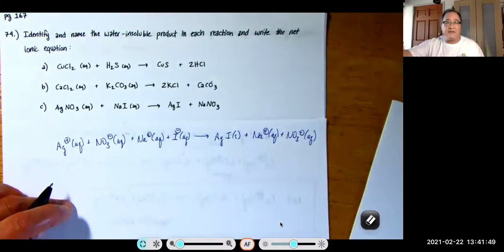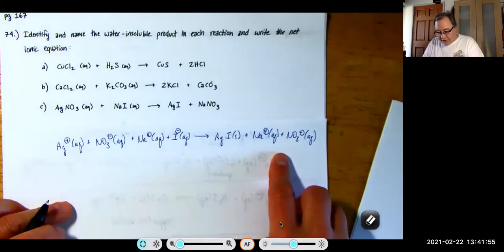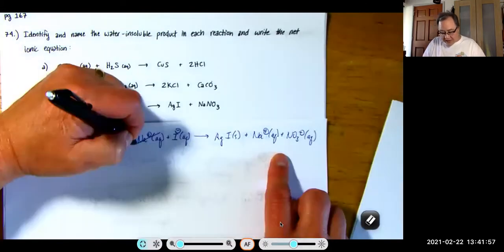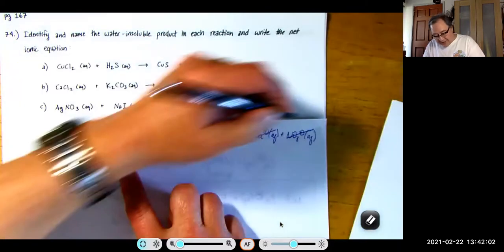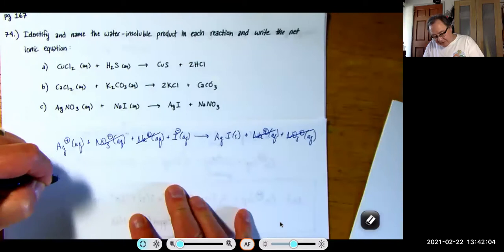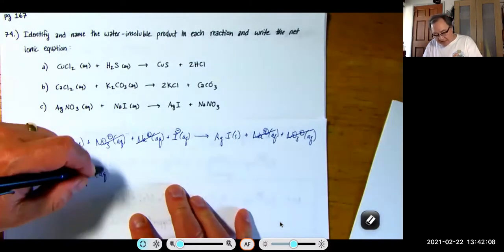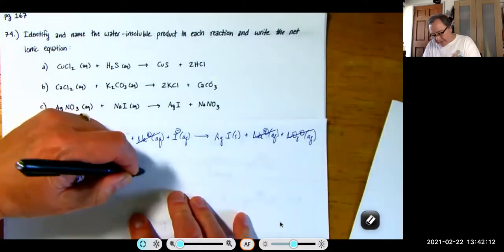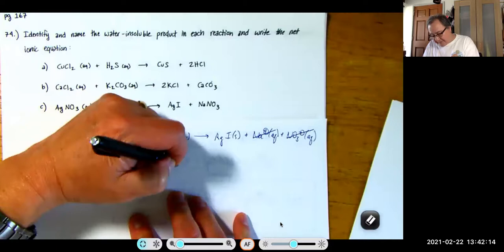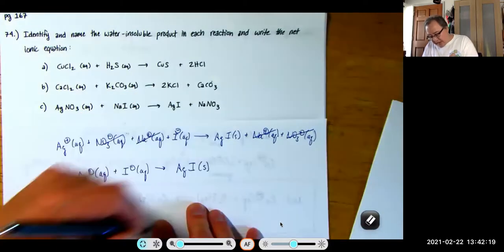Are you ready? Yeah. Okay, so these are all the ions. The sodium ions are the same on both sides. The nitrate ions are the same on both sides. So the net is going to be a silver ion that is aqueous, reacting with an iodide ion that is aqueous to make silver iodide solid, and the name is silver iodide.